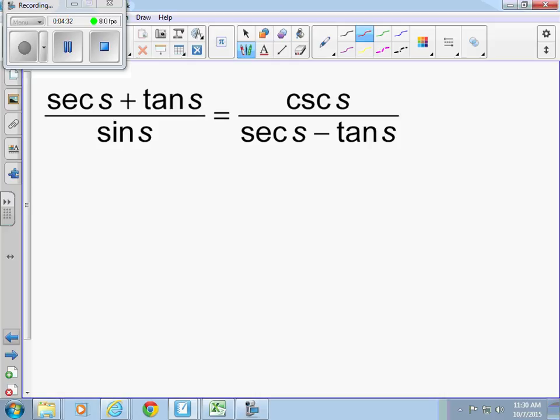Which side do you want to work on? Right. Either way. And I'm going to let you. Left. What are you going to do on the left?